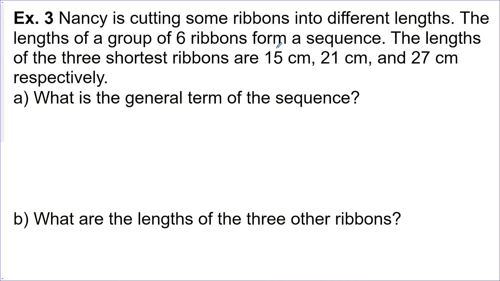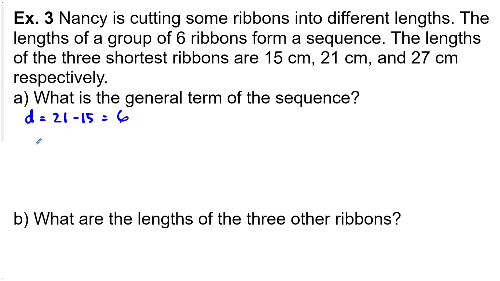Nancy is cutting some ribbons into different lengths. The lengths of a group of 6 ribbons form a sequence. The lengths of 3 shortest ribbons are 15, 21, 27 centimeters respectively. What is the general term for this sequence? So we can see that there's a common difference here, and we could write it out. It's easy enough to see it's 6 though.